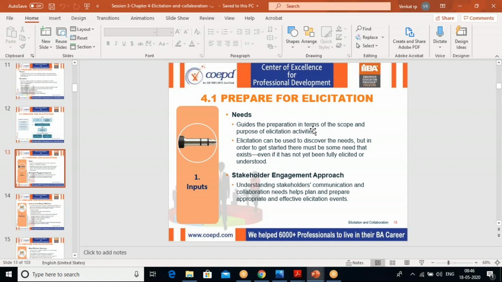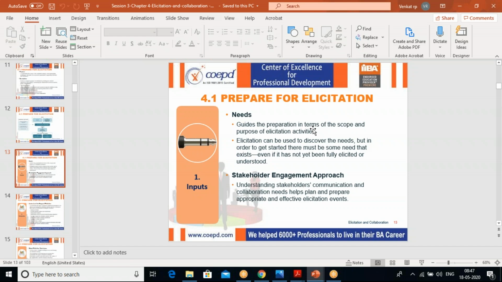The next input we are going to take up is the stakeholder engagement approach. Stakeholder engagement approach means we are trying to understand how the stakeholders are going to communicate and collaborate to explain their needs and requirements to us. For that we also need to understand how we need to conduct an event for it, whether a meeting is enough, or one to one is essential, or a group meeting is essential.